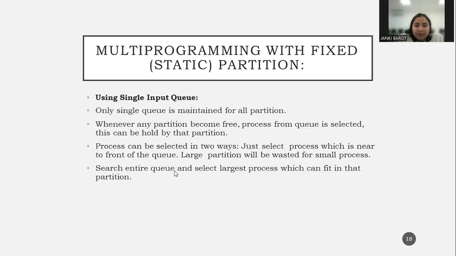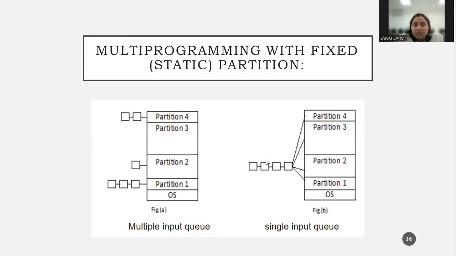The other way: search the entire queue and select the largest process which can fit in the partition. What it is telling here is to search the entire queue and select the largest process. We need to search for which process is the largest so that we can directly allocate the bigger partition to that particular process, right?